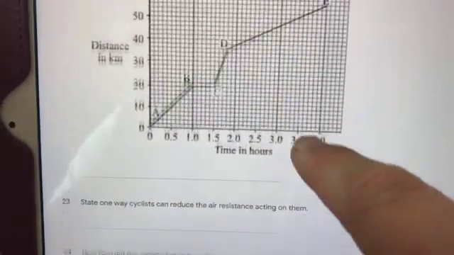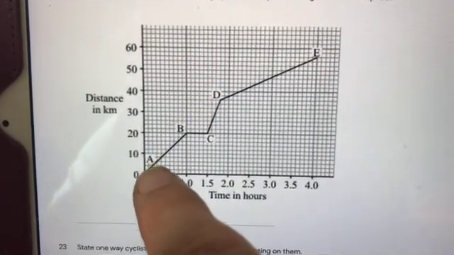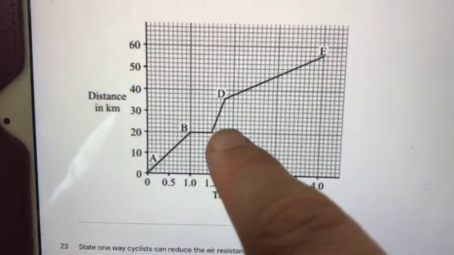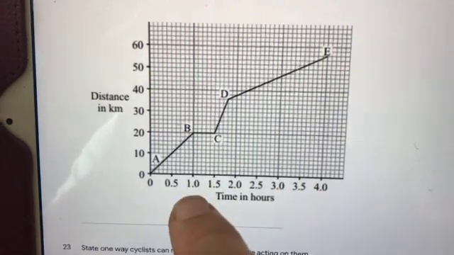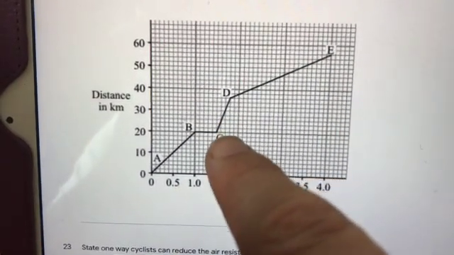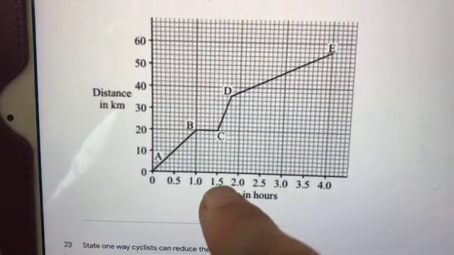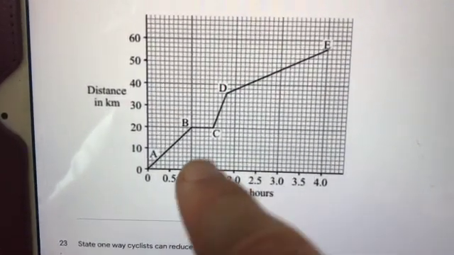How long did the cyclist stop and rest? Well, if I look at the graph, there's a portion of the graph here where the distance isn't increasing, and that's between B and C. And you can see B is at 1 hour and C is at 1.5 hours. So what's the time to go from 1 hour to 1.5 hours? It's half an hour or 30 minutes.